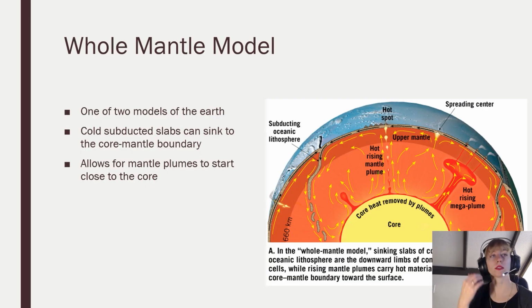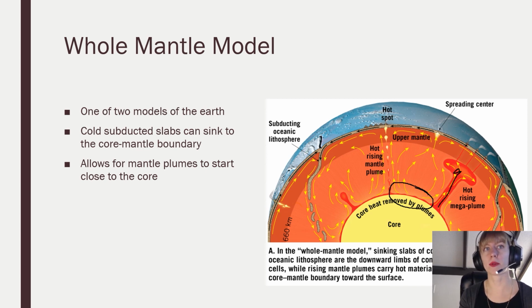And so from this, we end up with two models for the Earth. The whole mantle model, which is the first one: you see cold subducted slabs can sink to the core mantle boundary, which is this. And that's pretty deep. And so this allows for mantle plumes to start close to the core and rise up like this. So just because we agree now that we have this movement doesn't mean everybody agrees on how.